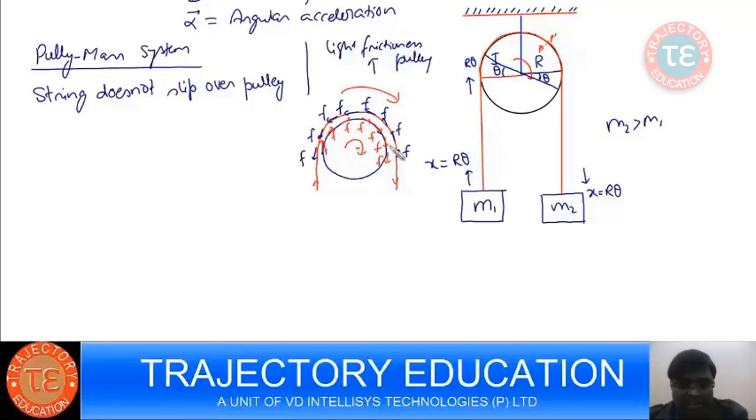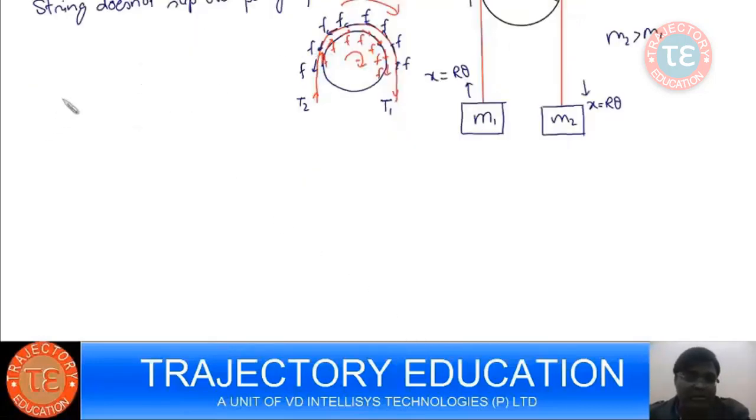So this friction is making the pulley rotate in a clockwise direction, if M2 is greater than M1. And not just this, this friction will lead to a difference in the tension on both sides. T1 on this side and T2 on this side are going to be different. And the difference is equal to the friction force acting on the string.